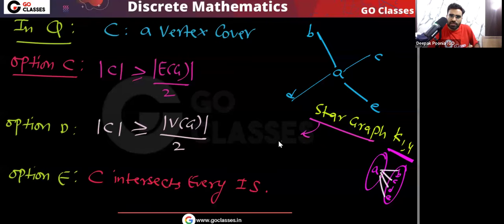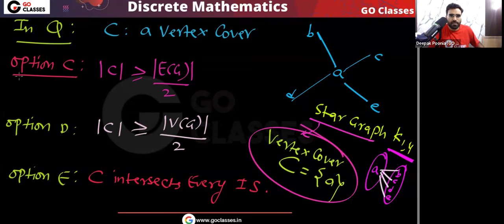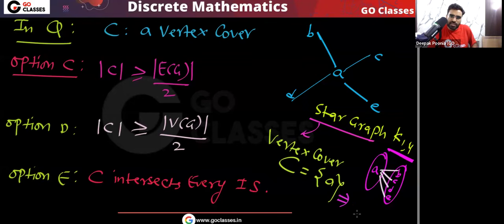So now in this star graph, can you give me a vertex cover C? Yes, you can just take this A, and this will be a vertex cover. If I take only this vertex A, then it will cover all the edges. Now, the number of edges is 4, and the size of the vertex cover is 1.